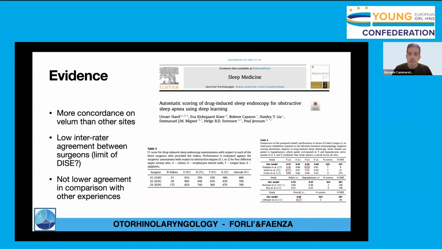This paper showed that there was more concordance in scoring obstructive events at the level of the velum than at other sites. But the problem of DISE is that the inter-rater agreement can be low, also between experts, as shown in other papers. So maybe it's also a limit of the procedure itself.